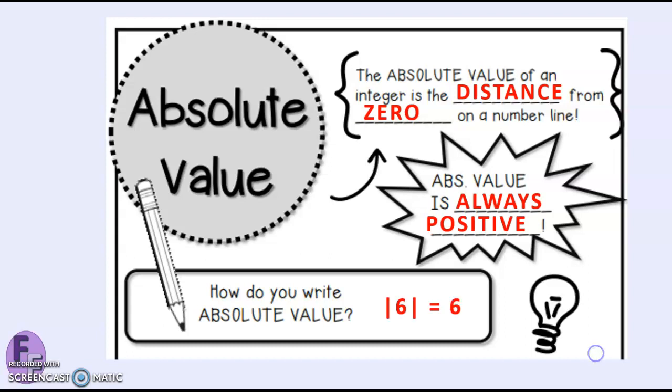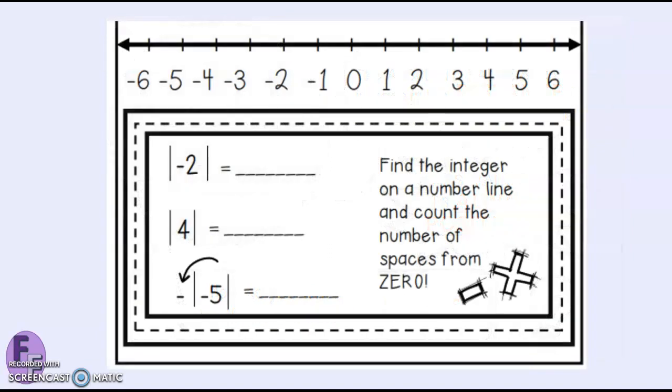You write absolute value with two vertical lines. The lines go on either side of the number. This problem is read as the absolute value of 6 equals 6. To find the absolute value, first plot the number on the number line.